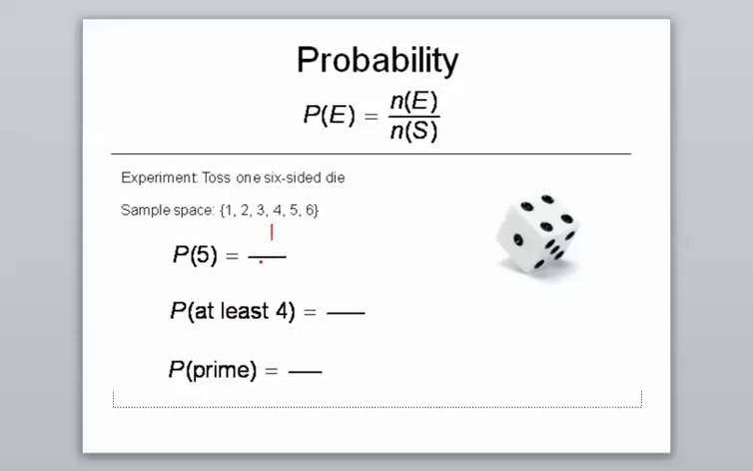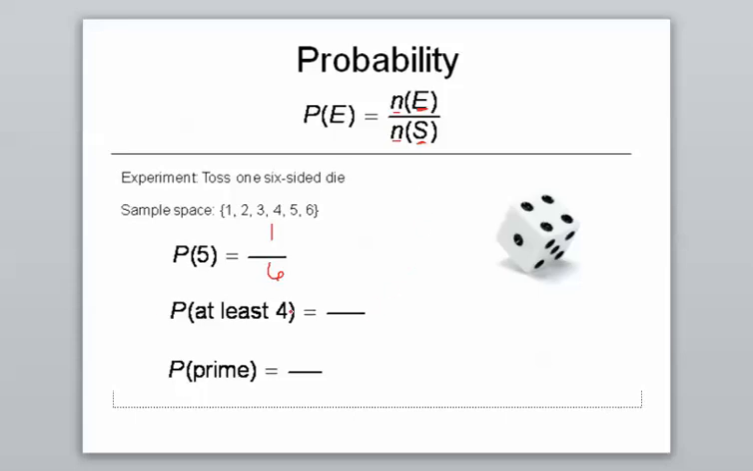Well, it's a 1 out of 6 probability because there are 6 possible outcomes and you might get one of them. So it's the n of that particular event over the n of that particular sample space, the possible number of values there.